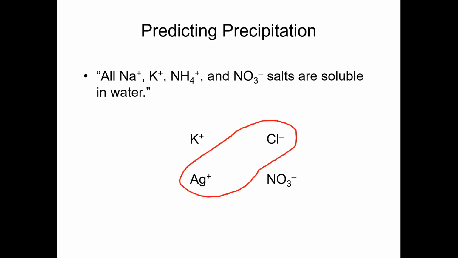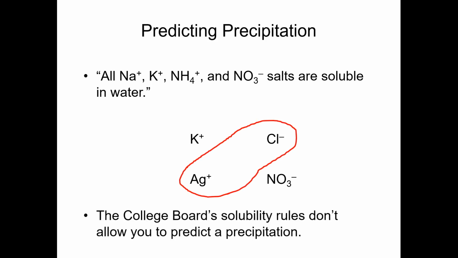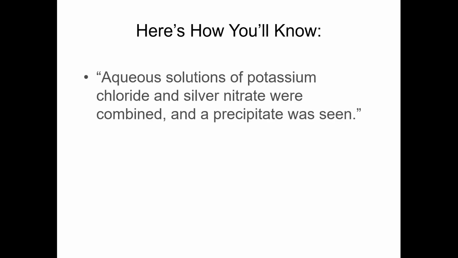So it turns out that there is, but what the College Board solubility rules don't do is allow you to predict a precipitation. They will allow you to rule out a precipitation. So in the case of combining potassium chloride with sodium bromide, the best the College Board's rules can do is allow you to rule out a precipitation. They do not allow you to predict one. So you're back to where we were before: how are you going to know there's going to be a precipitation? Well, here's how a problem would be presented to you that would allow you to answer that question.